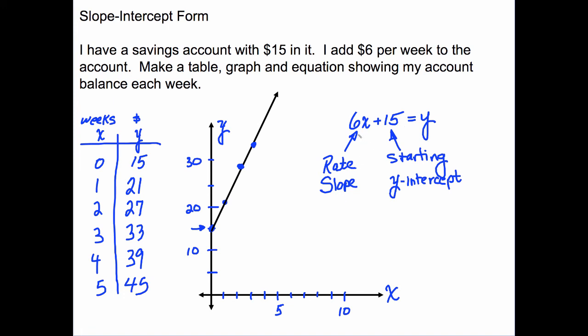Because this equation shows us the slope and y-intercept so clearly, we call this slope-intercept form. And there are other ways of writing linear equations, but this one is called slope-intercept form. And we can generalize it as follows. We use the letter m for slope. So if we write an equation where m times x plus b, which is what we use for the y-intercept, equals y, this is a slope-intercept form equation.